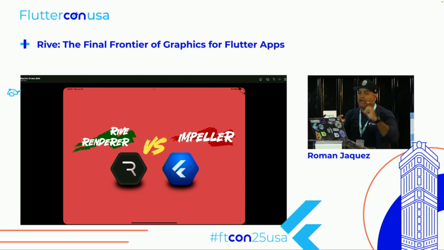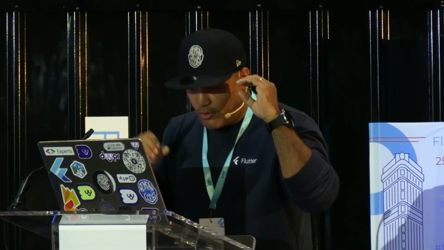Rive has two runtimes: the regular Rive runtime and the Rive native runtime. The regular Rive runtime uses Impeller or Skia underneath it, depending on the platform or the version of Flutter, but they coexist within the same application like I showed you. They don't compete with each other.